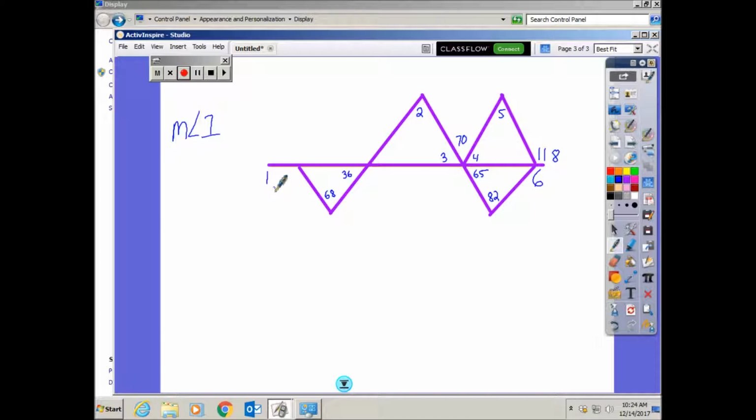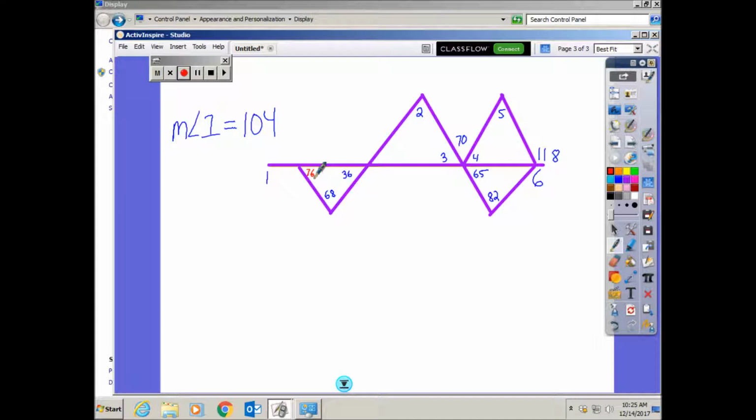Guys, this is your review time, so you should be practicing punching numbers into the calculator. 104. 104. Or 180 minus 104 would be 76. So if this were 76, then angle 1 and 76 are a linear pair, correct? So if you didn't remember the exterior angles theorem, you could use the triangle sum theorem.